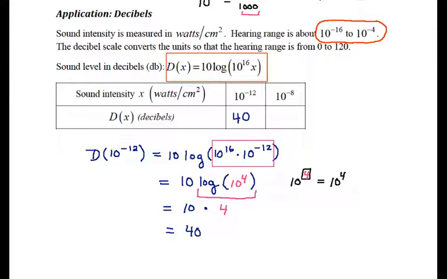So we can do the same thing with 10 to the -8, and in fact all it's going to take is a little bit of reworking of the numbers that we already calculated. So let's go ahead and modify this to handle 10 to the -8. When I multiply these now, I'm going to get 10 to the positive 8. The log of 10 to the 8, by the same kind of reasoning, is going to be just 8. And 10 times 8 gives me 80.